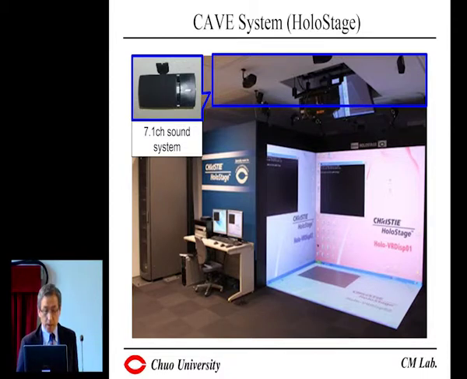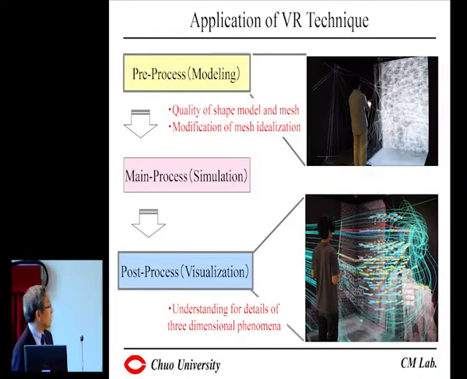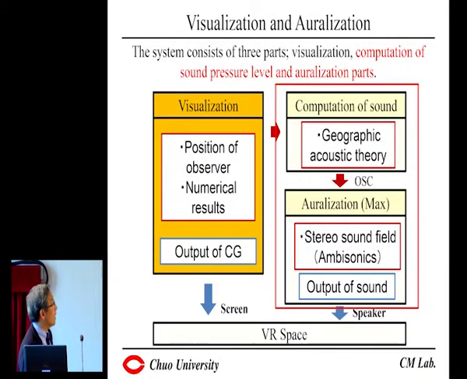And this is our application of VR technology in the pre and post processing. So we can check the mesh quality and also modify the mesh idealization. And also we can understand the 3D phenomena. And I will show you an example. Here, the red color denotes a bad quality mesh, so we can capture the nodes and change the position of the nodes like this quite easily if you wear the glass.